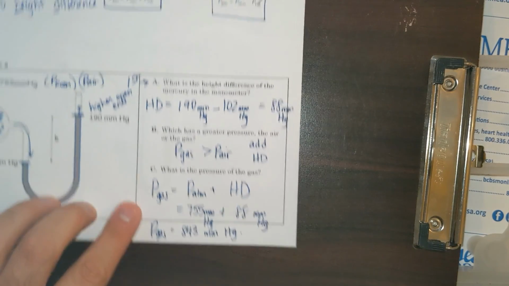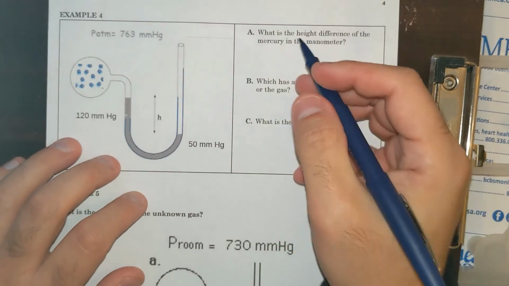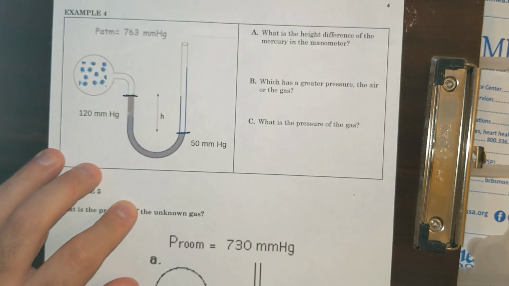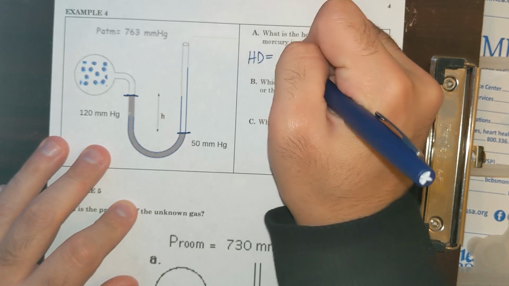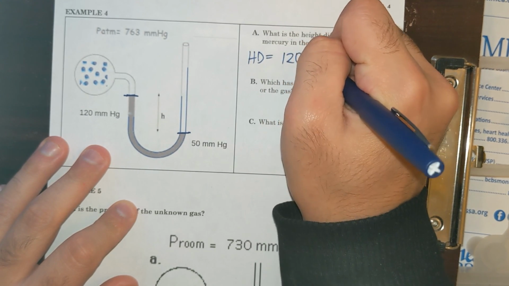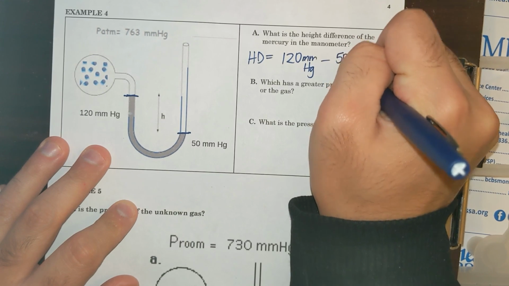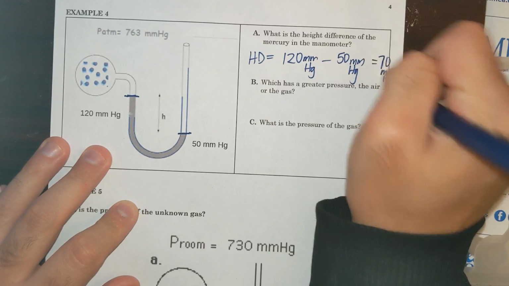Okay, let's do another example. Same idea. The first thing you should do, doesn't even matter what the problem is, if you get a manometer, which is this U-shaped thing, I would get the height difference. And that's the first thing. It says, what's the height difference? So height difference is going to be equal to 120 millimeters of mercury minus 50 millimeters of mercury, and that's equal to 70 millimeters of mercury.